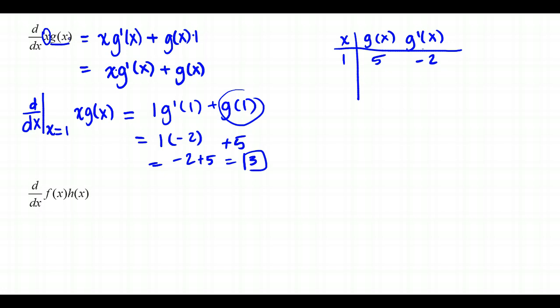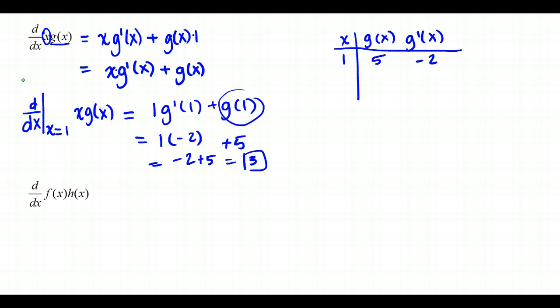So g of x times the function x is a product of two functions. Even though we don't know what g of x is, we can still apply the product rule, and we just have to make sure to use the prime notation to represent the derivative of g of x. And then it's probably going to be used to evaluate the derivative at a point where the specific information at that point is given in a table.